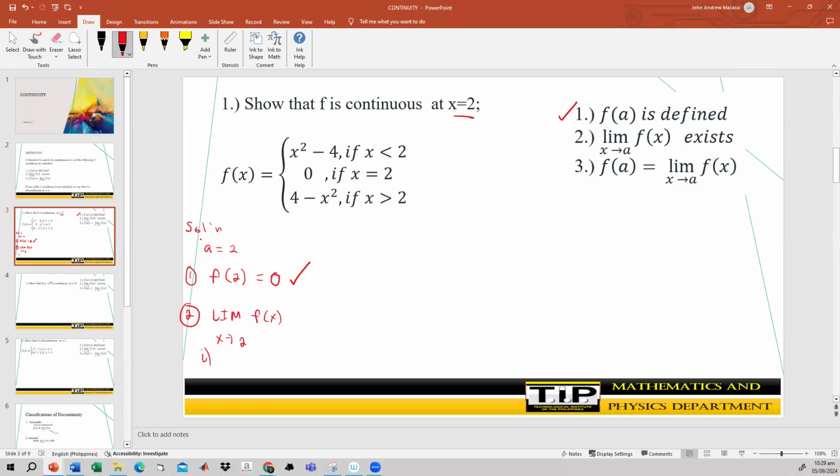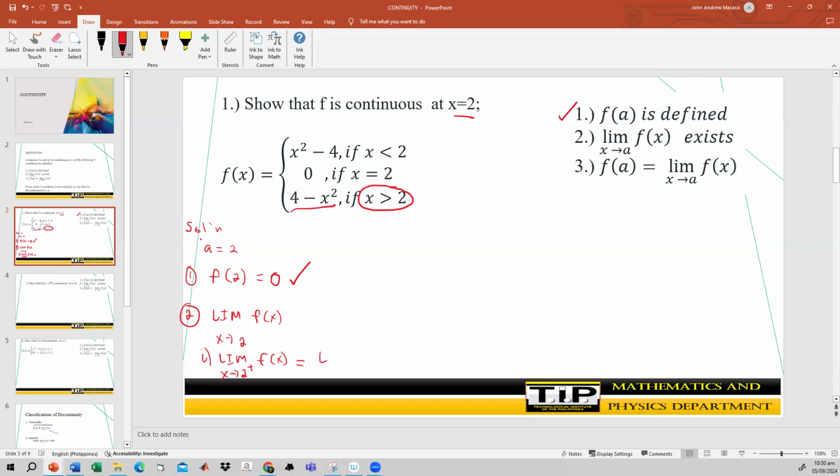We'll check the first one, the right side limit: the limit of f of x as x approaches 2 from the right. So we'll look for the inequality that satisfies the condition of the right side limit, 2 from the right. Among these piecewise functions, this will be the inequality that satisfies the condition for the right side limit. So what will be the function that we need to use? We need to use 4 minus x squared.